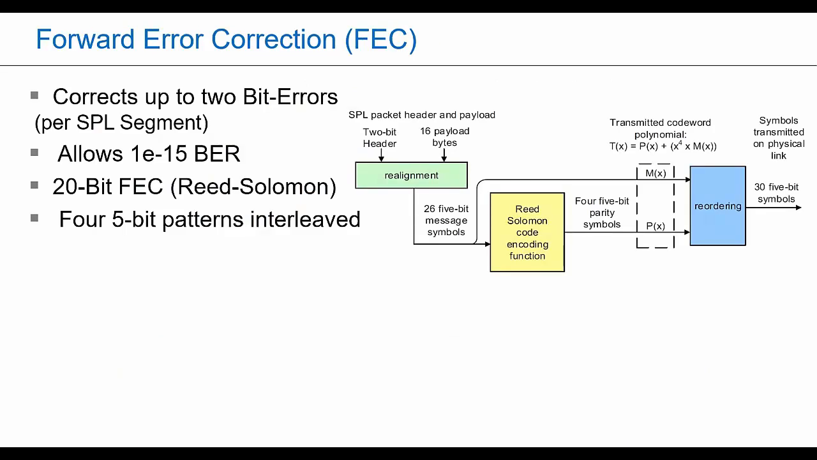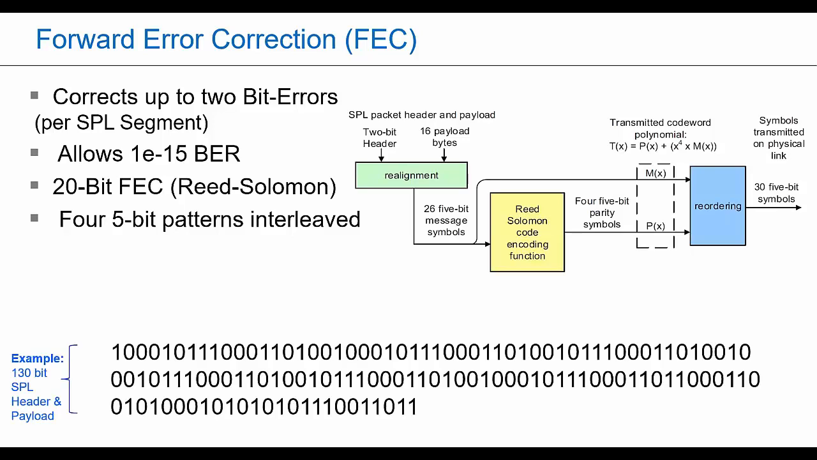Okay, FEC, that's new in SAS 4. Initially, the PHY group thought they might be able to get away without FEC for 24 gig links. In the end, it was decided they couldn't get to the 10 to the minus 15 on the bit error rate without it. So they add 20 bits of FEC to every SPL segment, which can correct up to 2 bad symbols anywhere in the packet. So this provides added margin for loss in the channel.